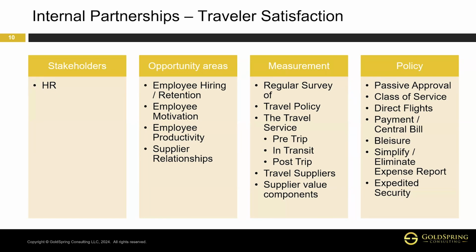Goldspring found through some of its work that highest on the list of travelers was the post-trip efficiency in getting those expense reports processed and paid. So even eliminating the expense report, we're talking a lot about that in the industry today, right? Maybe providing, on the list of reimbursable items, expedited security, your TSA Global Entry, TSA PreCheck, a reimbursable item. So anything that we can do on the policy to enhance traveler satisfaction will come from this strategy driver.